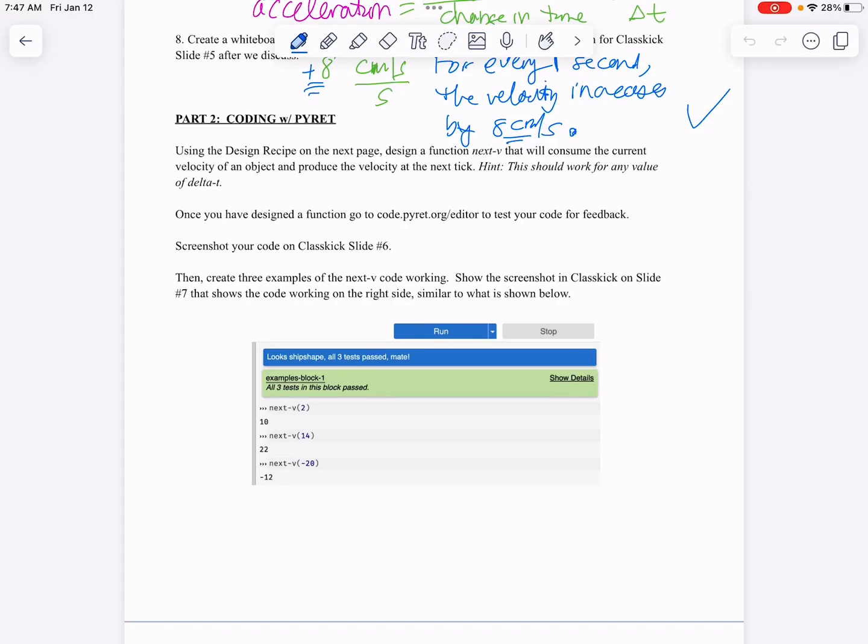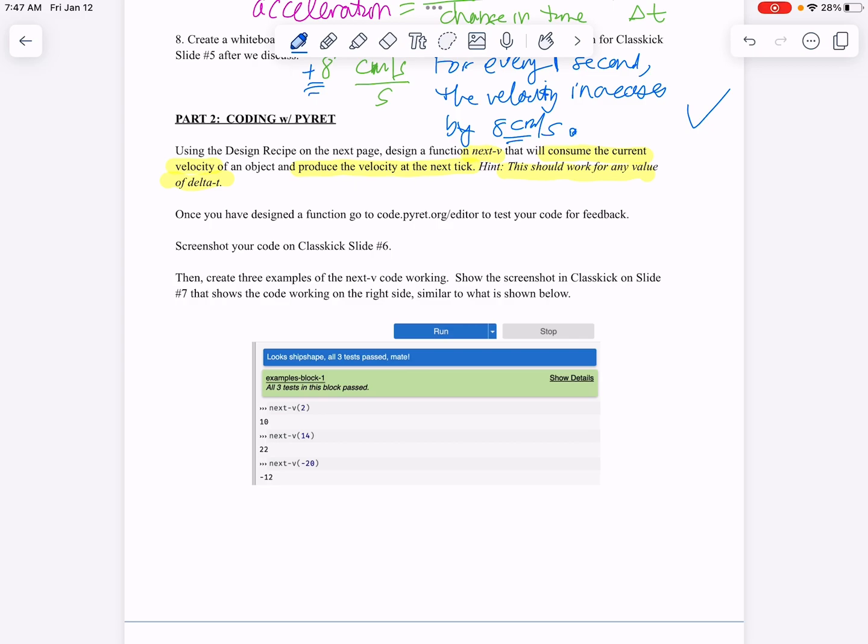All right, so here's some help on how to do the next v function. What we want to do is write a function next v that will consume the current velocity and produce the velocity at the next tick. Hint: this should work for any value of delta t. So you want to think about it exactly like how we did next x, the same idea.